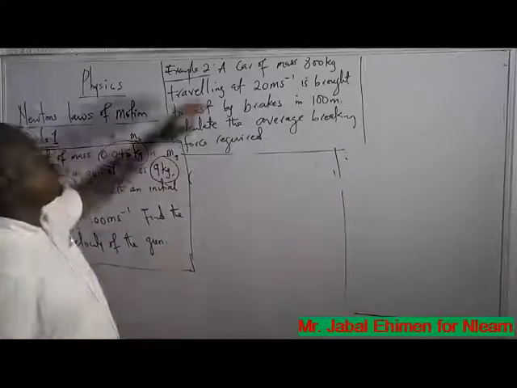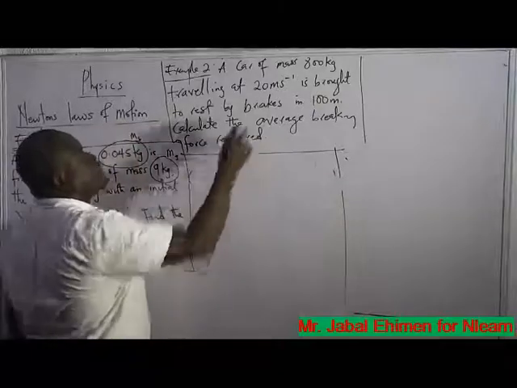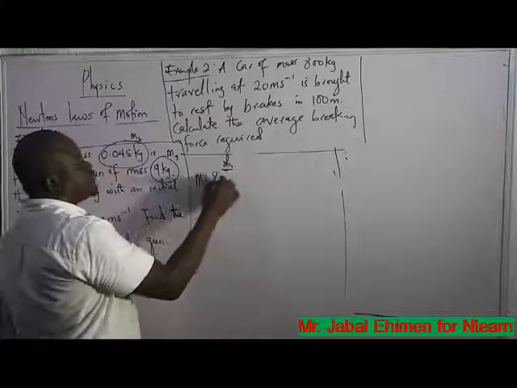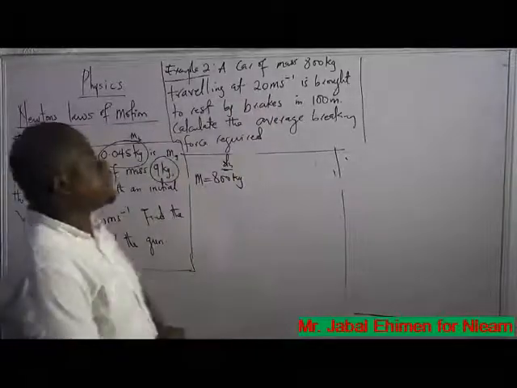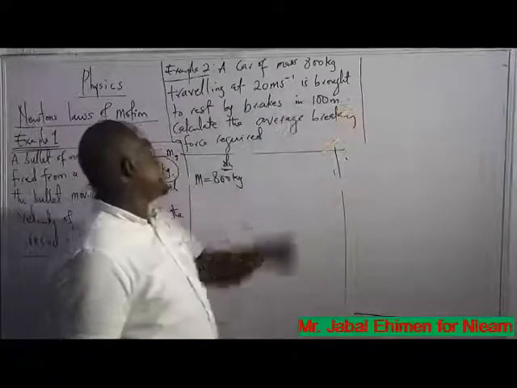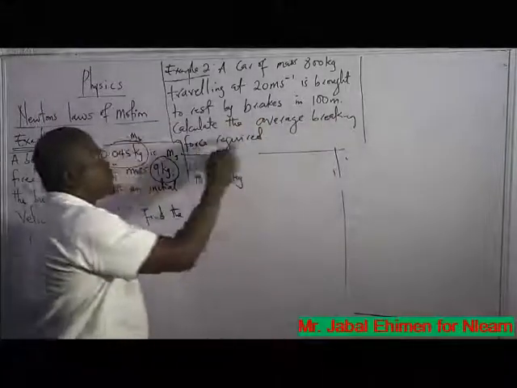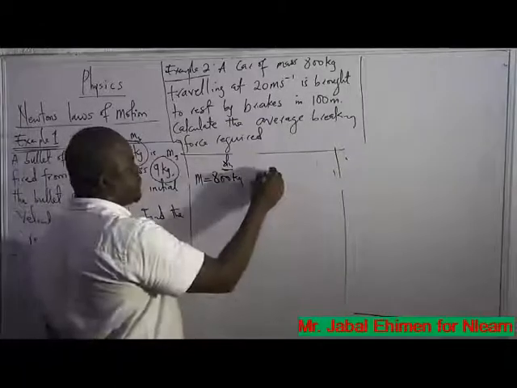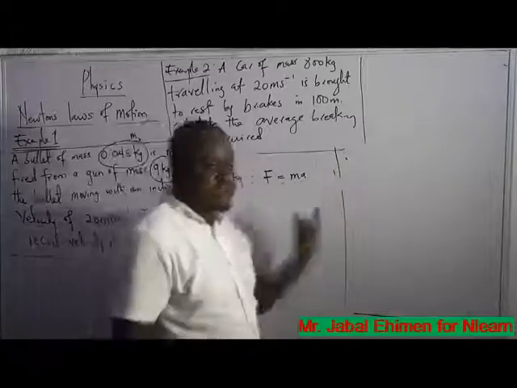So example 2 will be a car of mass 800 kg. The mass of the car is 800 kg, traveling at 20 meters per second, is brought to rest by brakes in 100 meters. Calculate the average braking force required. Good. Now, you recall that force is ma, mass times acceleration.